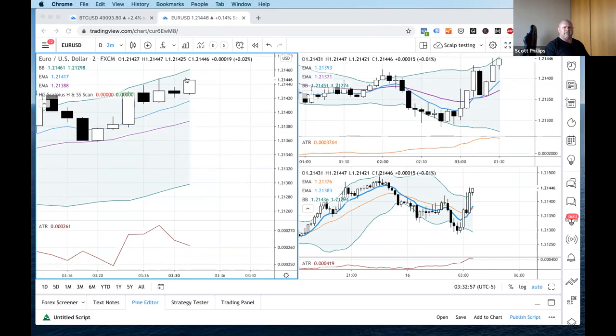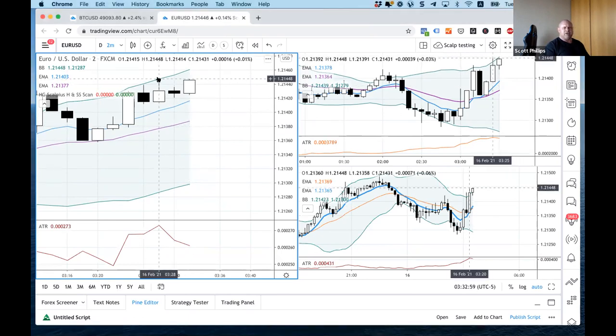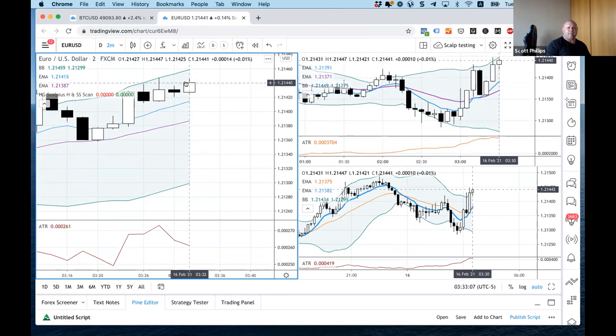Okay, if this setup breaks the high of this bar, which is 448, so if it's 449 or above, the setup is canceled. And we keep an eye on the time. The other thing that we want to do, which is a trap.